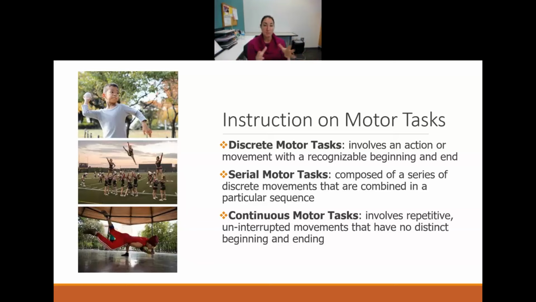With a continuous motor task, it's repetitive, it's uninterrupted movements that have no clear, distinct beginning and end. So a break dancer was my example of that. They're doing a bunch of movements. I'm sure they could name some of them, but for the untrained eye, it looks like a bunch of movements with no beginning or end. It's all intermingled together, and that is a continuous motor task.